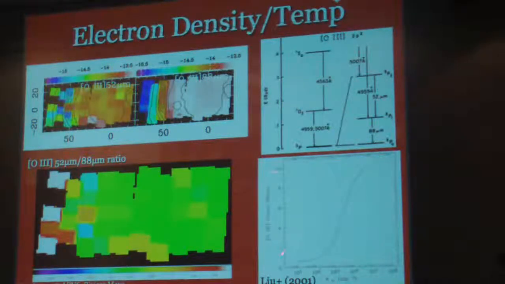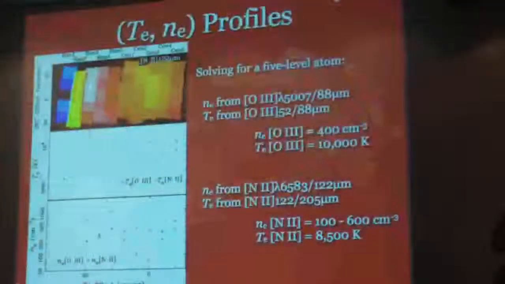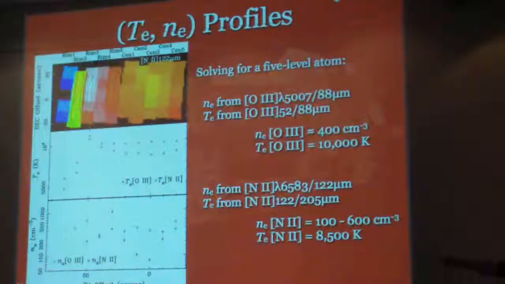So here's the 52 to 88 ratio versus the electron density. You can probe the spatially resolved electron density here, and that will give us an idea of some other ratio that will give us the electron temperature, and then we can iterate to get these values. So I'm running out of time. And then we can get the profile. In this case, we have nice radial structure, so we just average and then get the profile.